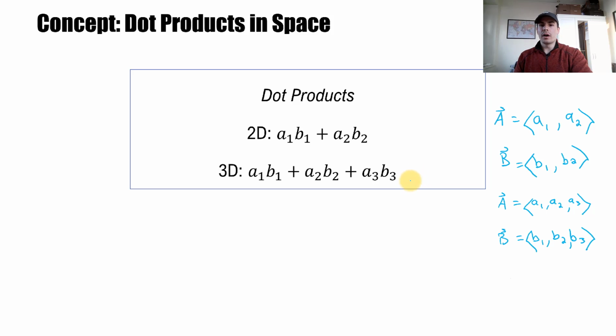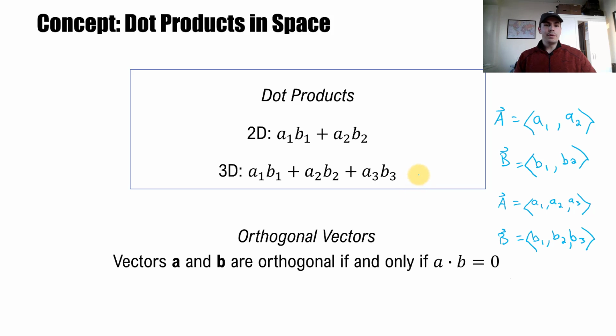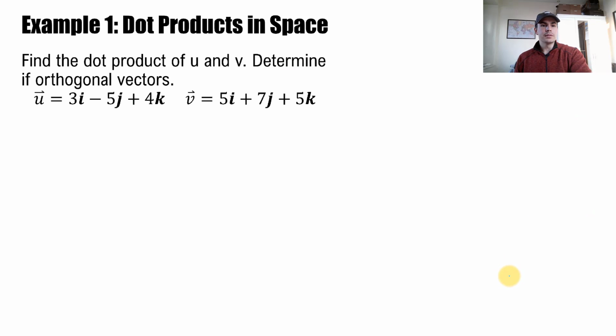Now, again, orthogonal vectors are vectors that are perpendicular to each other. If we take the dot product of those, and that is 0, then that means that we have orthogonal vectors, okay? So that does not change between 2 dimensions and 3 dimensions. That is the only concept that we're going to look at today. So let's go ahead and take a look at our dot products in space.